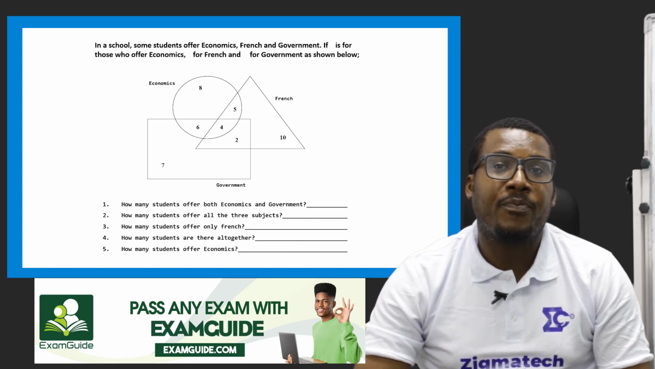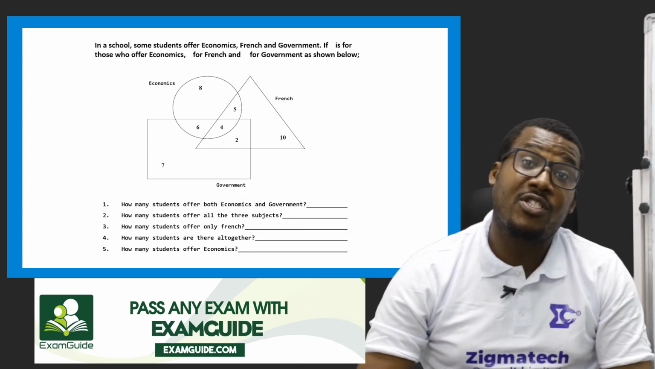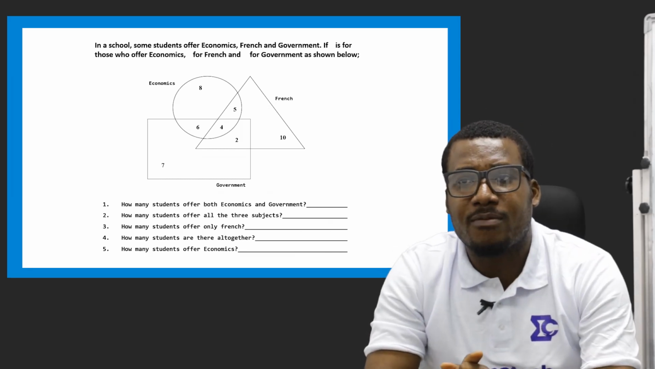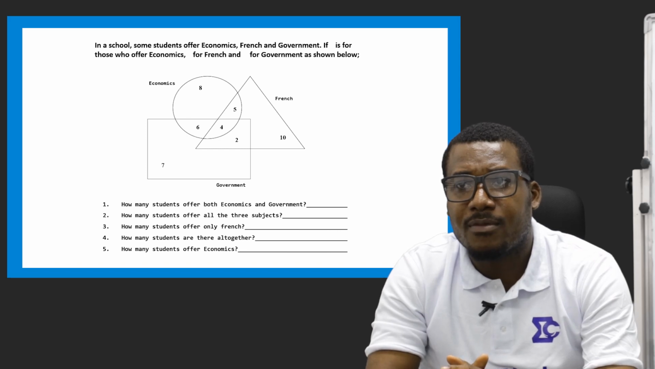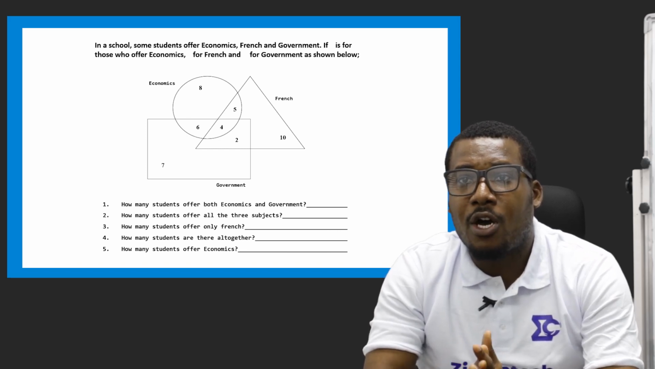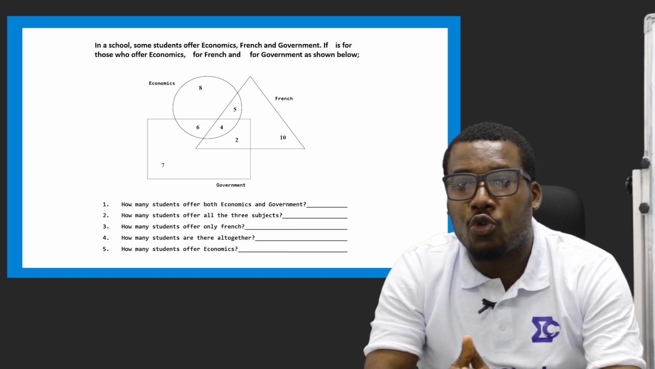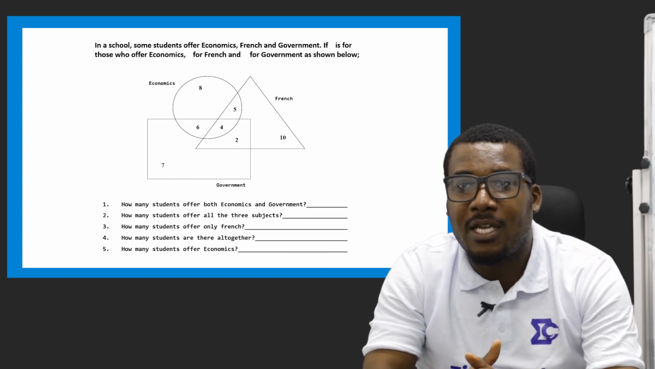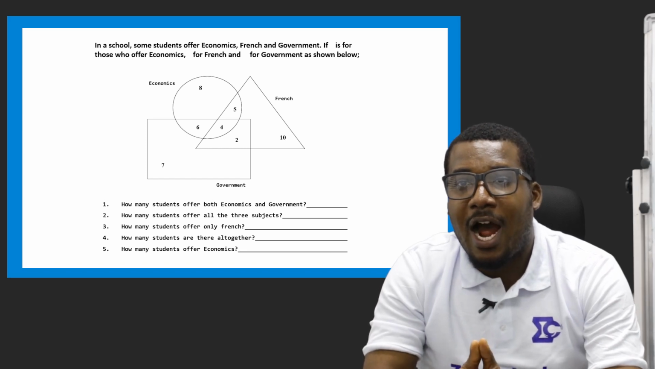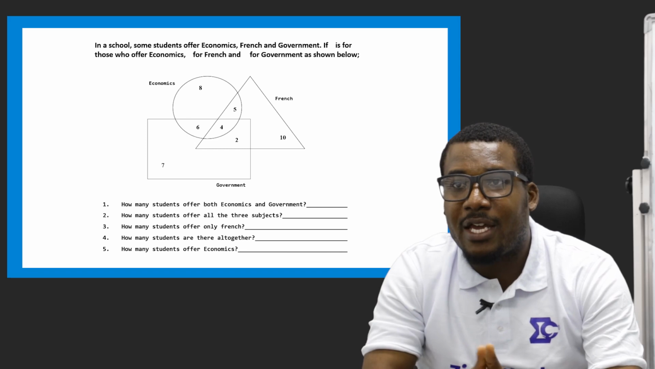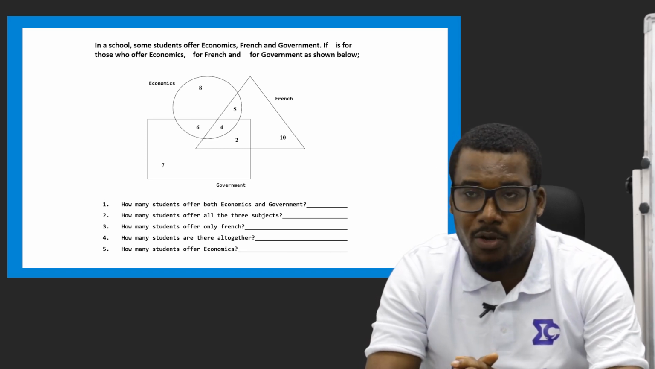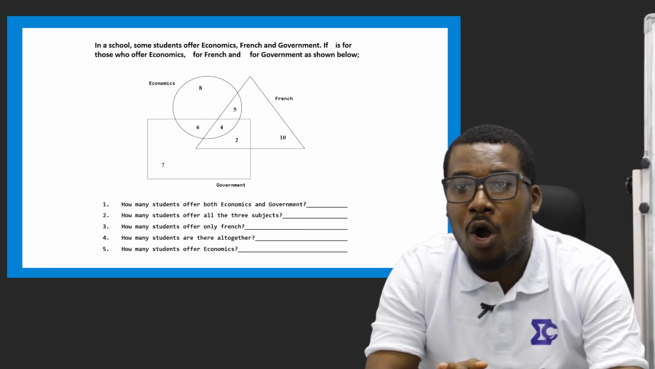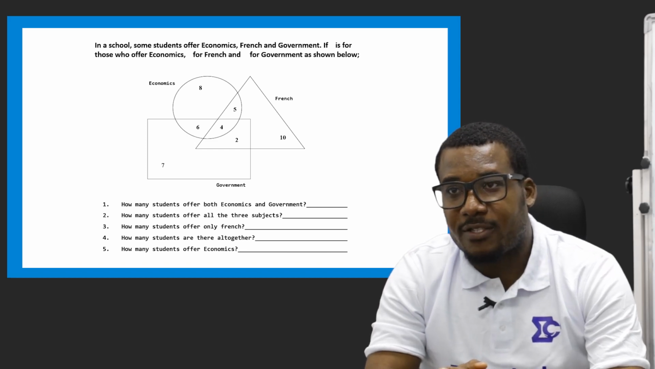Now, this is more of allocation. This is the quantitative reasoning on allocation. They say in a school, some students offer economics, French, and government. Now, if the circular path represents those who offer economics, the triangular graphics there represent those who offer French, and the rectangular design there represent those who offer government, as shown below. You can see the given figures allocated to all 3 of these subjects.